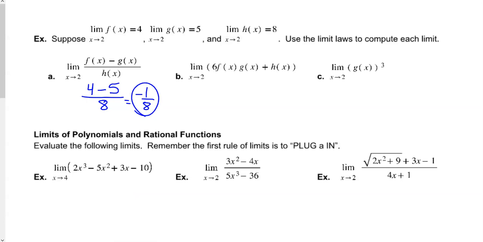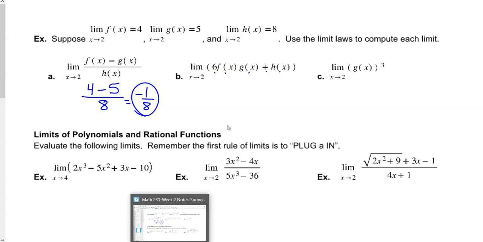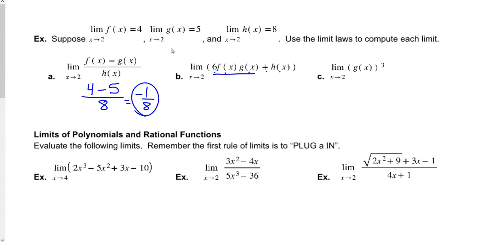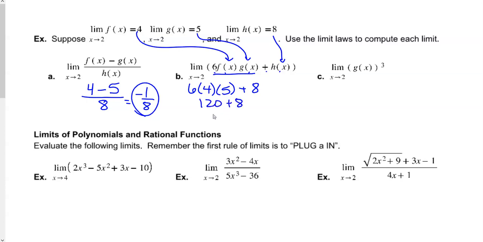All right, trying this one. I have 6 times f of x times g of x, and then add h of x to that. So I'm going to plug these in here. 4 is equal to f, 5 is that g of x, and 8 gives me that h of x. So I get 6 times 4 times 5 for the first 3, and then add on to that 8. Therefore, let's see, this is 20 times 6 is 120 plus 8. Therefore, my limit as x approaches 2 of that combination of functions is 128.